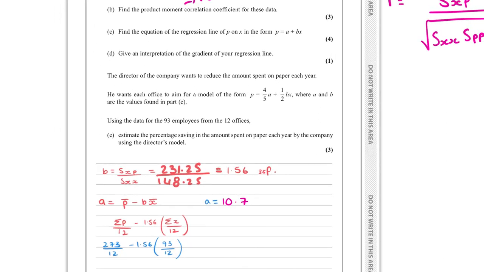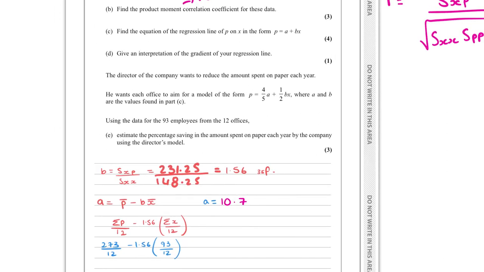So my equation of my regression line is P equals 10.7 plus 1.56x. Nice and simple. Okay. Next up.